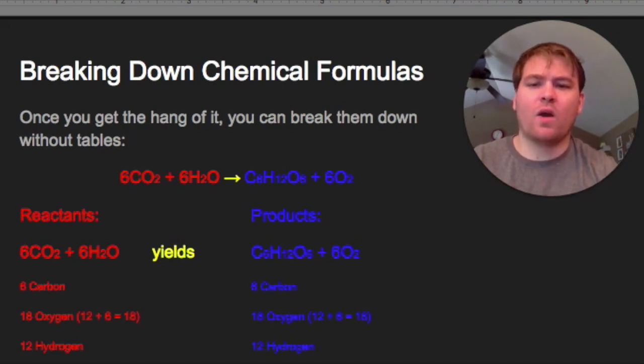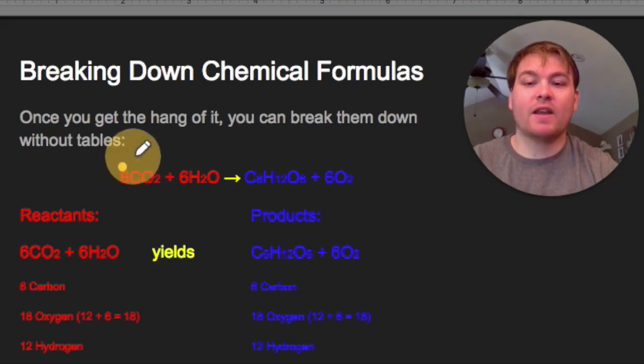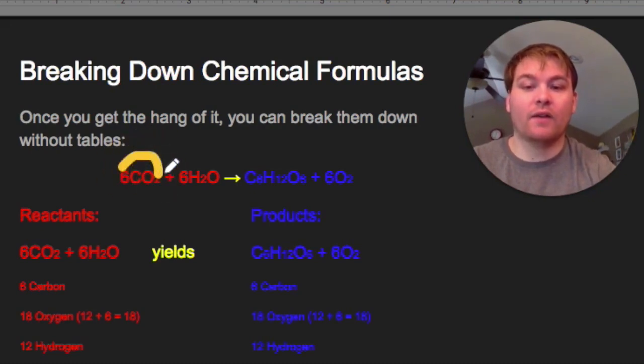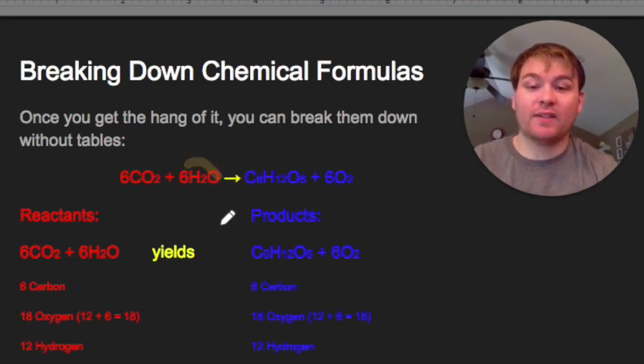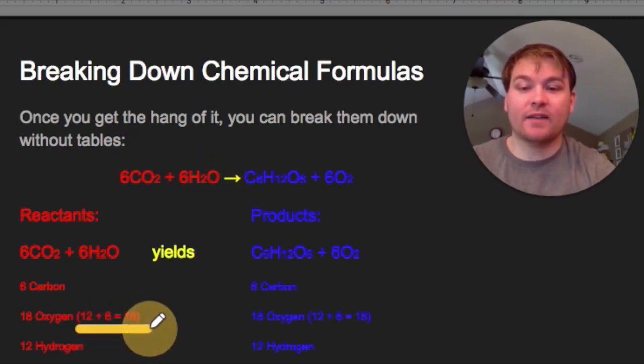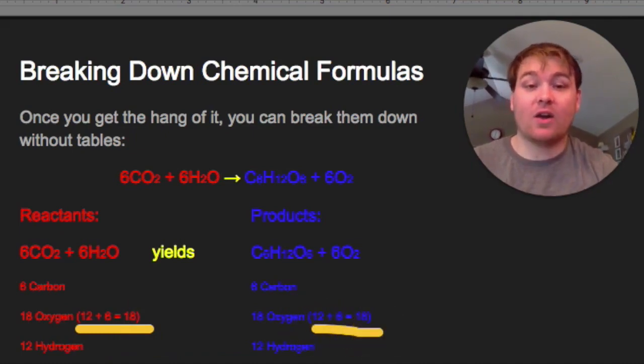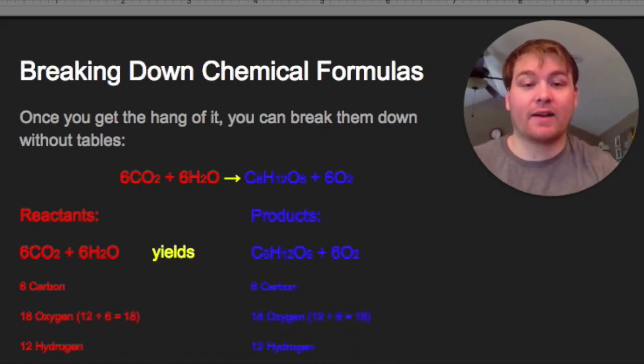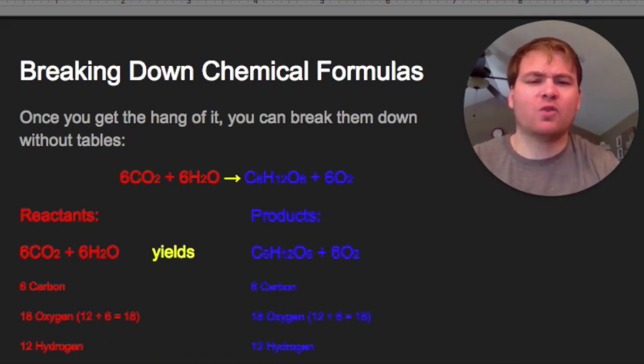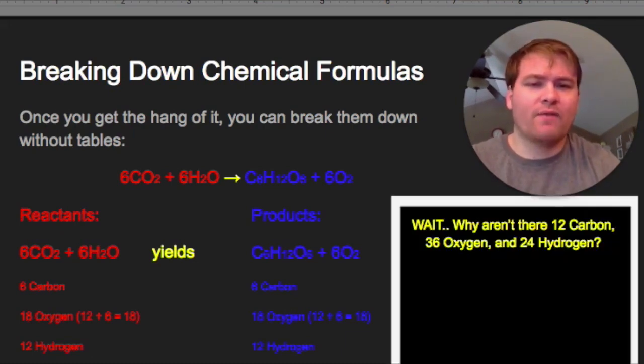Now hold on, where did I get 18 oxygen? Well, it's important to see that right here, 6 times 2 is 12, and 6 times 1 is 6, and 12 plus 6 equals 18. And that's how I got that on both sides. You have to make sure you're tallying all the molecules inside of the reactants and all the molecules inside the products. But then why wouldn't I have 12 carbon? And why wouldn't I have 36 oxygen and 24 hydrogen?